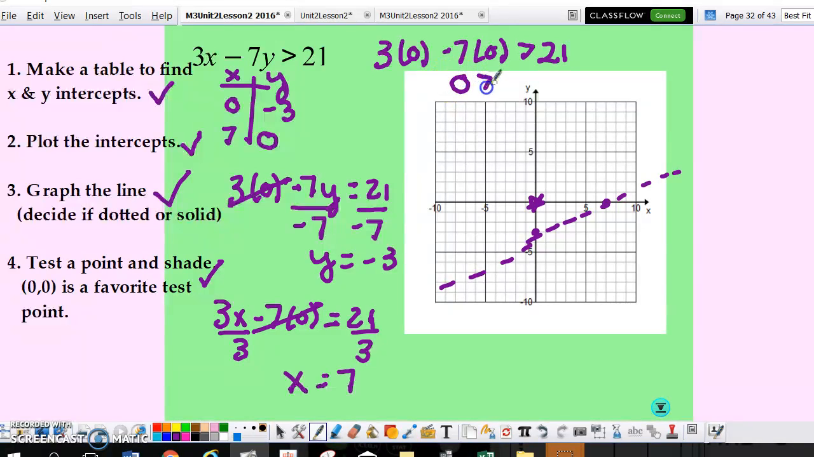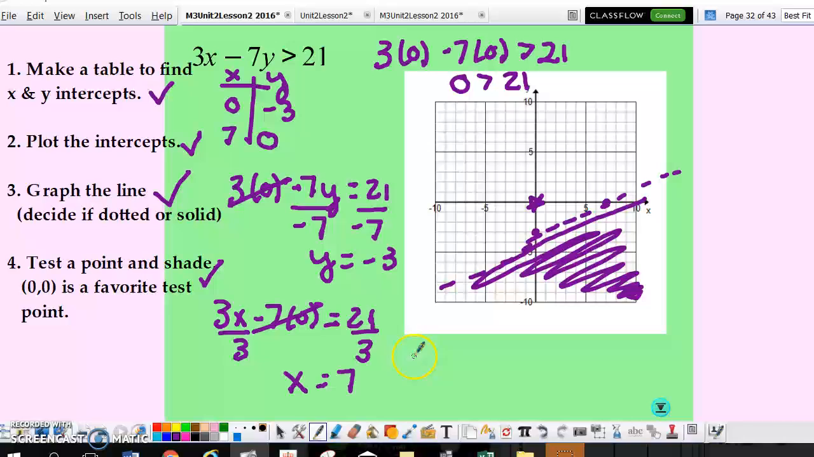So 0 is greater than 21. That is not true. So my test point was false. Therefore, I will shade on the opposite side of it. You're done.